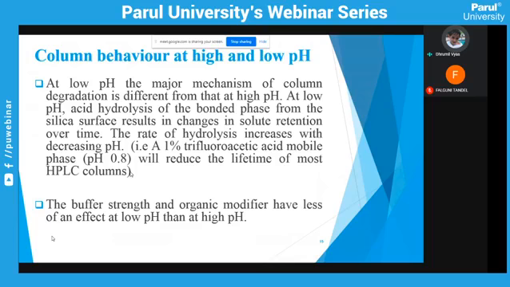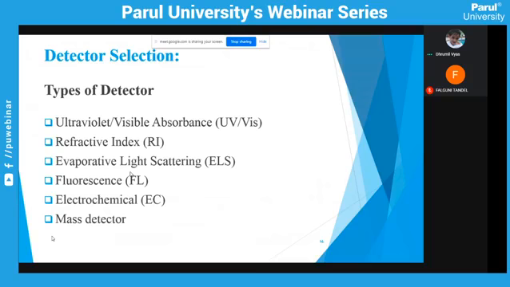Now we'll move to the selection of the detector. These types of detectors are available. We have to choose the detector based on our requirement. These are the detectors available in the market: ultraviolet UV visible detector, refractive index detector, evaporative light scattering detector, fluorescence detector, electrochemical detector, and mass detector.